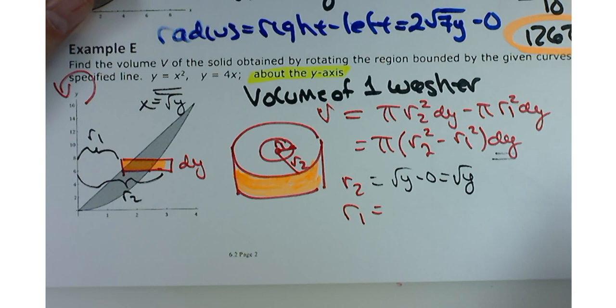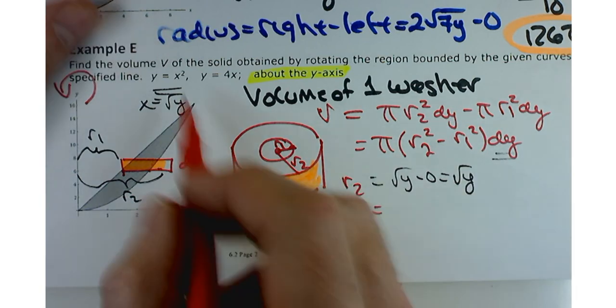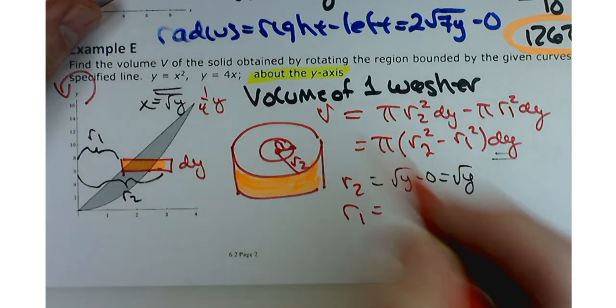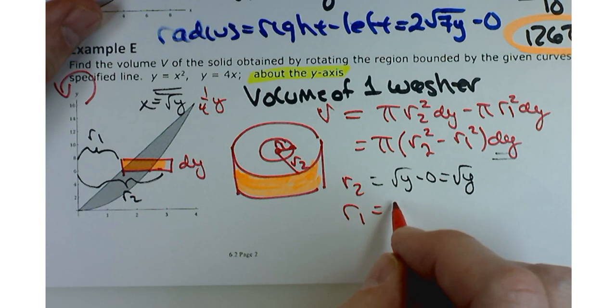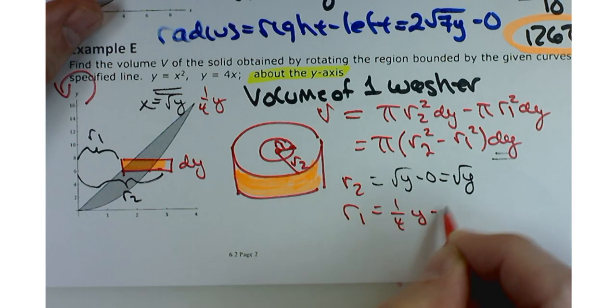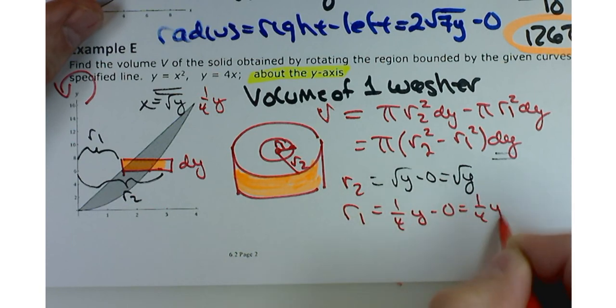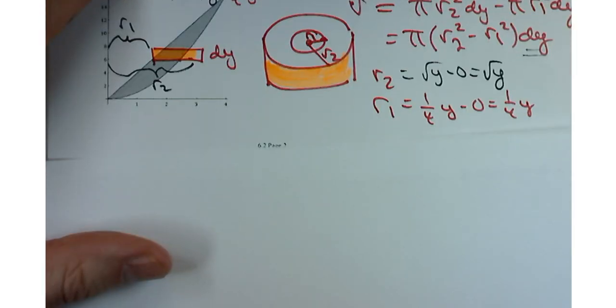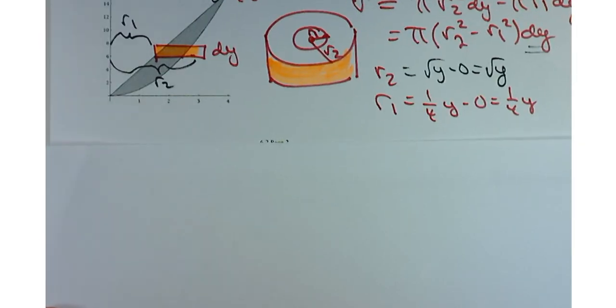What you got? Anyone? Yeah. If you solve for x, you get 1 over 4 times y, or y over 4. So 1/4 y minus 0, or just 1/4 y. So good. Those expressions are going to get substituted in. And I'm going to move on to another sheet of paper because I don't want to cram everything in here. So this is example E still, continue.